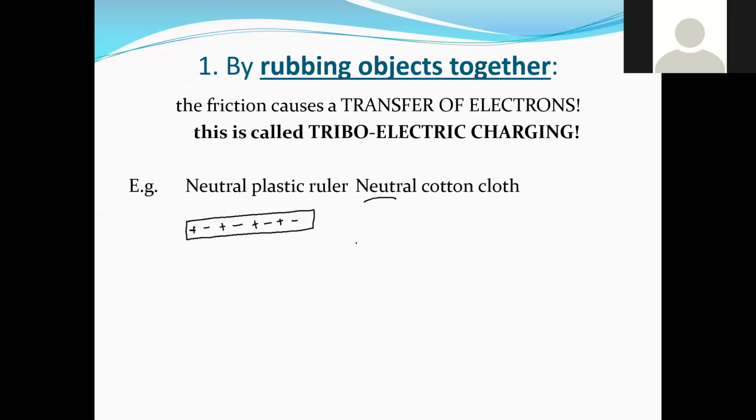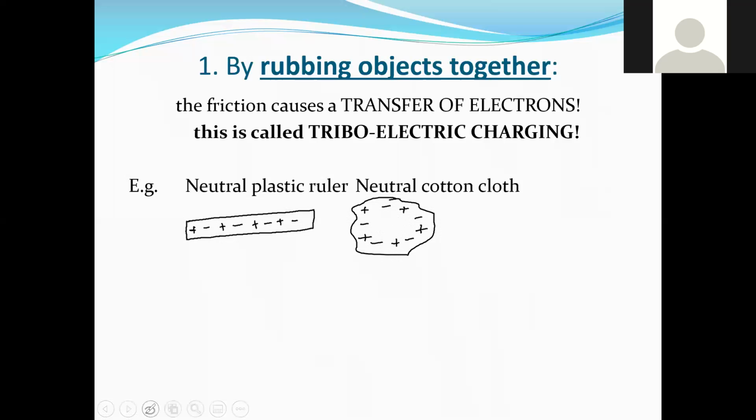If we take a neutral cloth, for every positive, there's a negative. So it's a neutral cotton cloth.